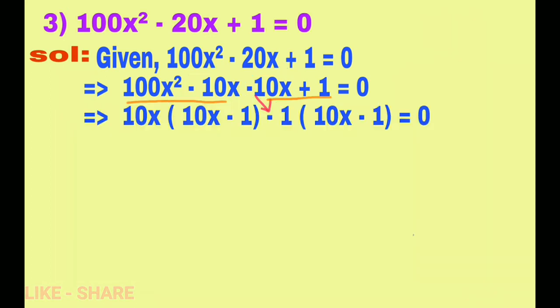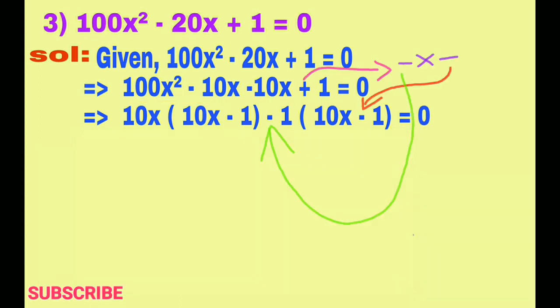Take 10x as common from these two terms. The remaining is 10x minus 1. Now put this negative sign as it is and take 1 as common, because there is no common factor, so 1 is always the common. It means we have taken minus 1 as common. The remaining is 10x. Here minus is taken out, so plus is nothing but minus into minus. So one minus is taken out, so another minus will be there. So we have to put a negative sign here. And 1 is equal to 0.